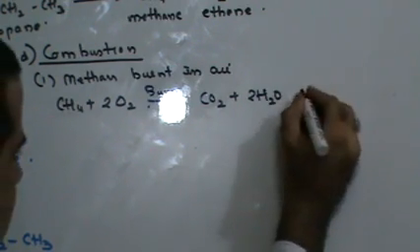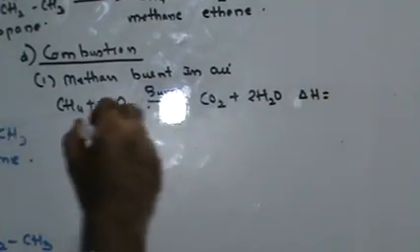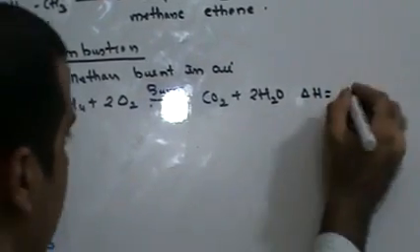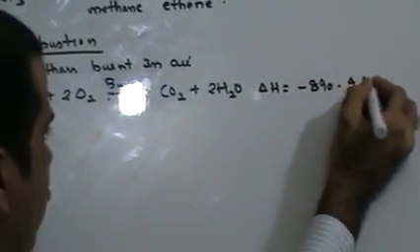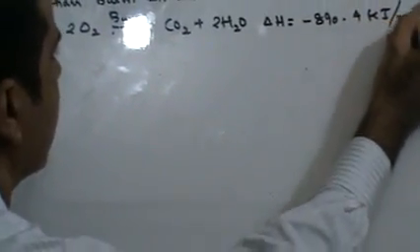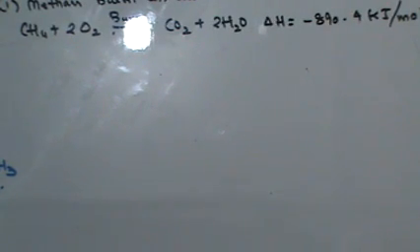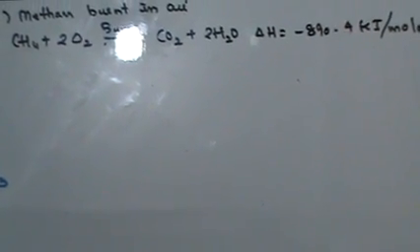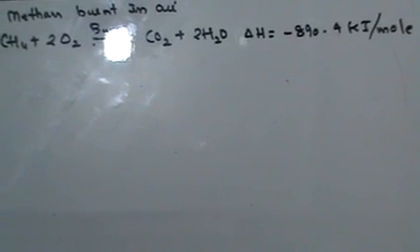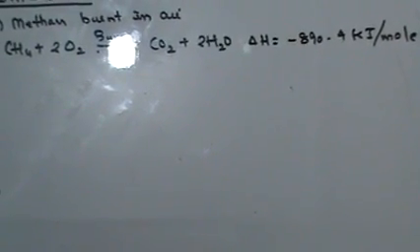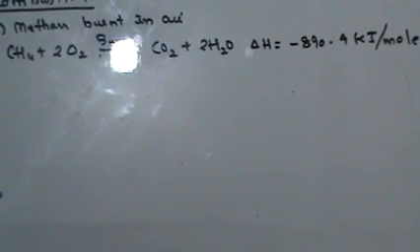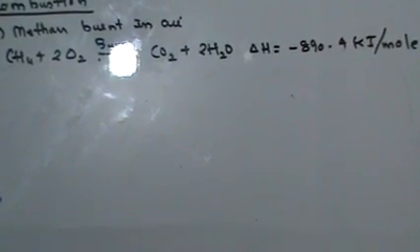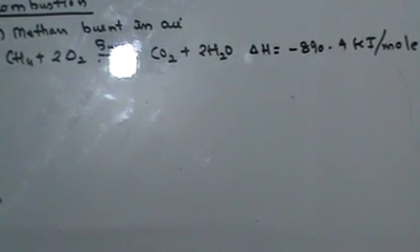The amount of heat energy that you get in this reaction is about minus 890.4 kilojoules per mole. That is the amount of heat energy that is liberated, right? So when methane is burnt in air, you get carbon dioxide, water and heat, right? Similarly, if I give you any compound burnt in air, it should give you the same answer, carbon dioxide, water and heat. The only thing is that you should know how to balance it, fine?